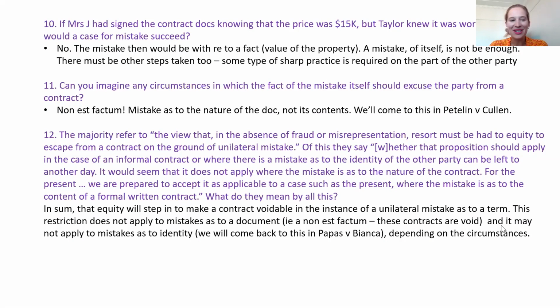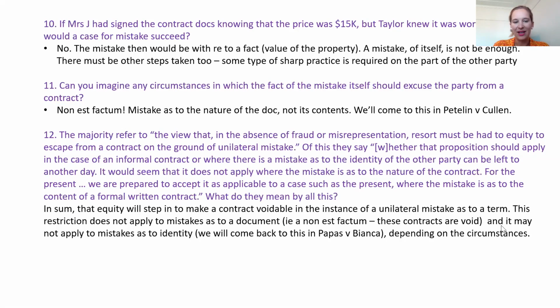And then the back half of the quote, so for the present, we are prepared to accept it as applicable to a case such as the present, where the mistake is as to the content of a formal written contract. So when the mistake is made as to a term or a fact, so the content of the contract, it's the equitable rules that apply where the contract will potentially be voidable as long as the other elements, as outlined in the ratio, are met.